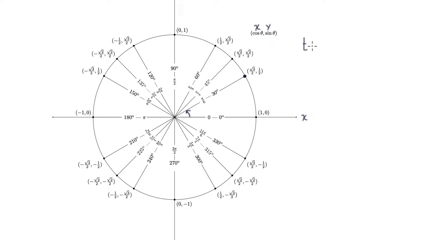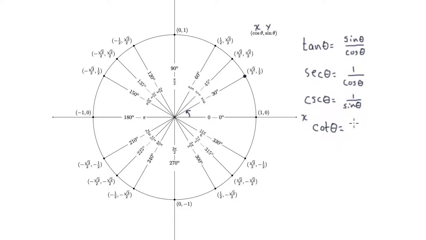So recall that we have tangent of theta, but that's just equal to sine theta divided by cosine theta. So there's really not a lot of new information about tangent. Same thing with secant. Secant is just defined to be 1 over cosine theta. Cosecant is defined to be 1 over sine theta. And cotangent theta is just defined to be cosine theta over sine theta.